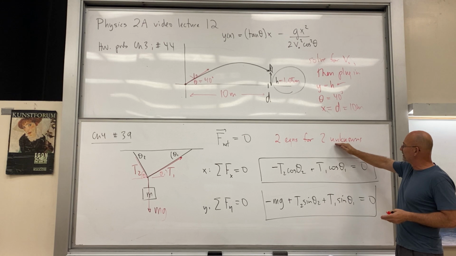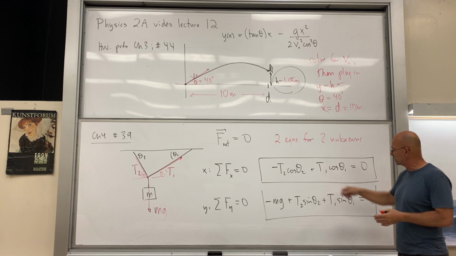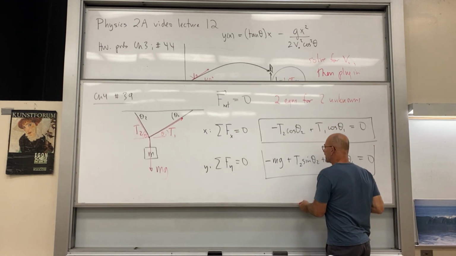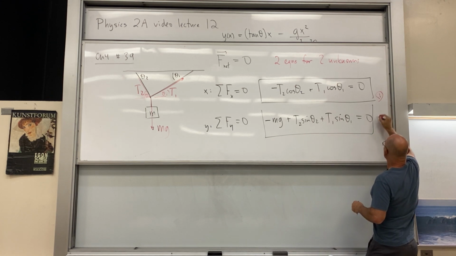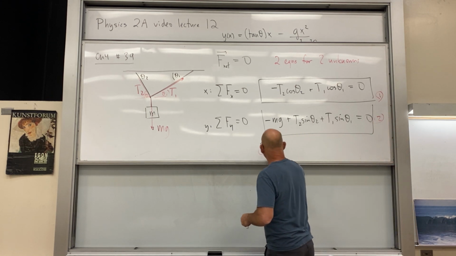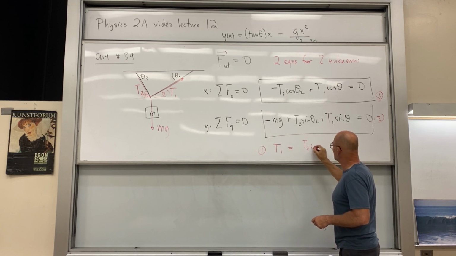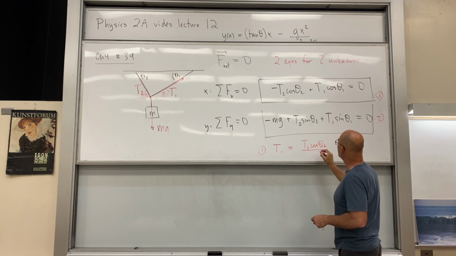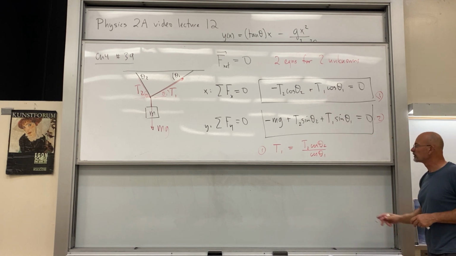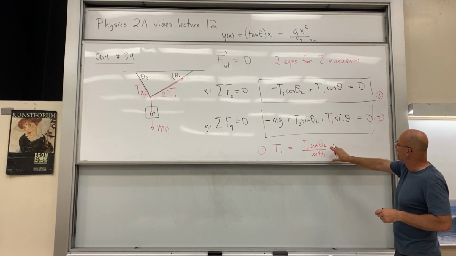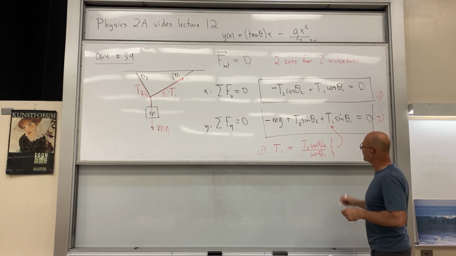So two equations, two unknowns, solve for one of them, for example, T1. I'll just continue with this example. So let's label these 1 and 2. From the first equation, what do I have for T1? T1 is equal to T2 cosine theta 2 divided by cosine of theta 1. As soon as you plug numbers in, forget it. You have that. Now you plug this expression into here.